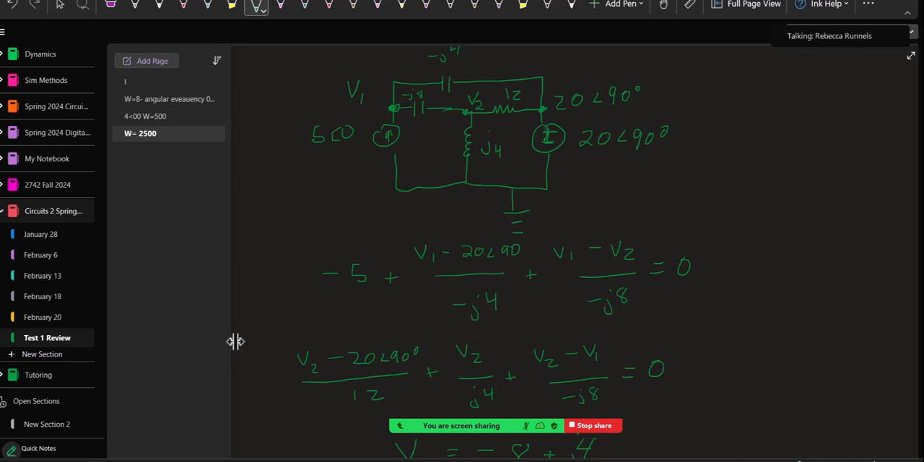All right, I'm going to keep going on this. Yes? So if the current source is leaving V1, would it be +5? Yes, it would be, right. So when you're doing nodal analysis, current going into the node is negative and current going out of the node is positive.